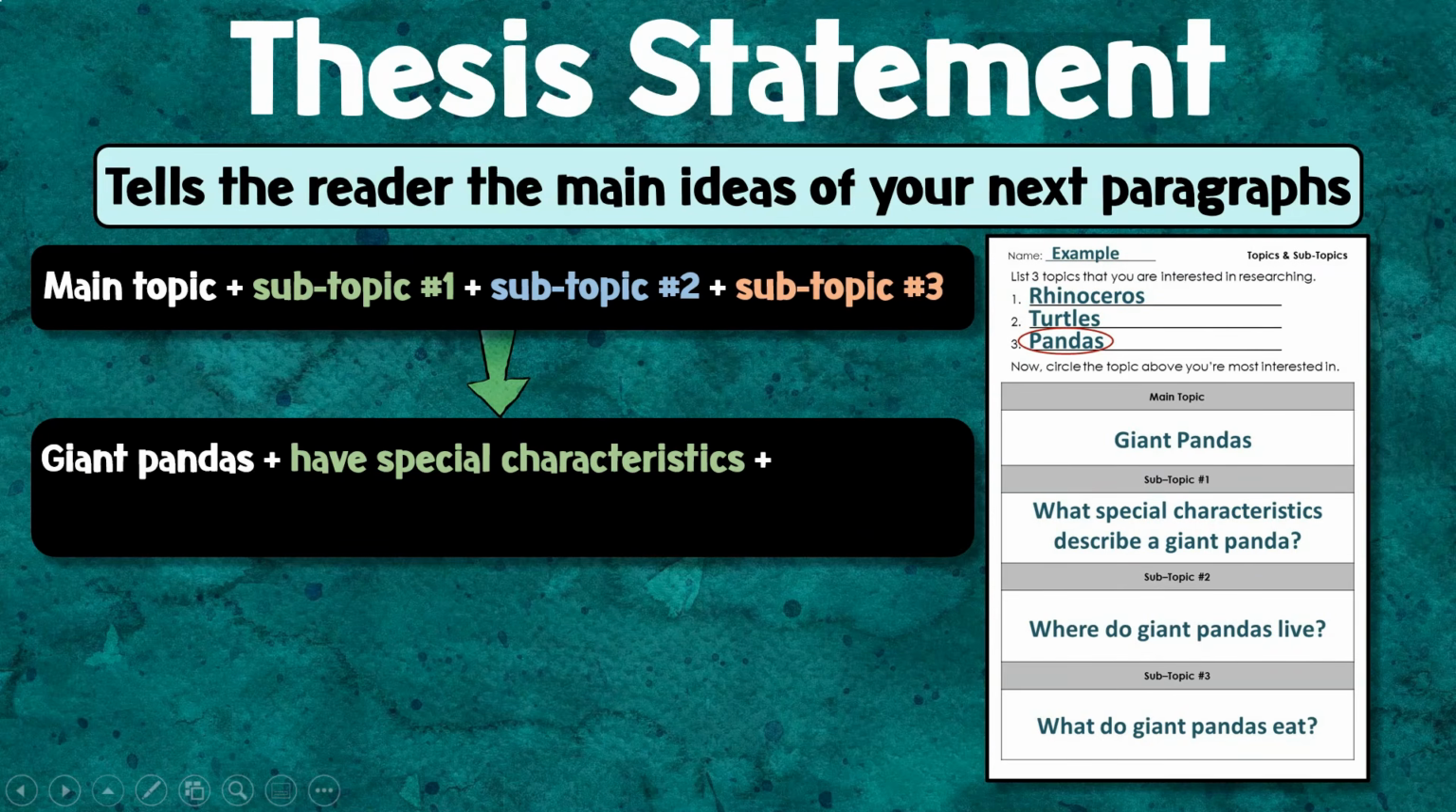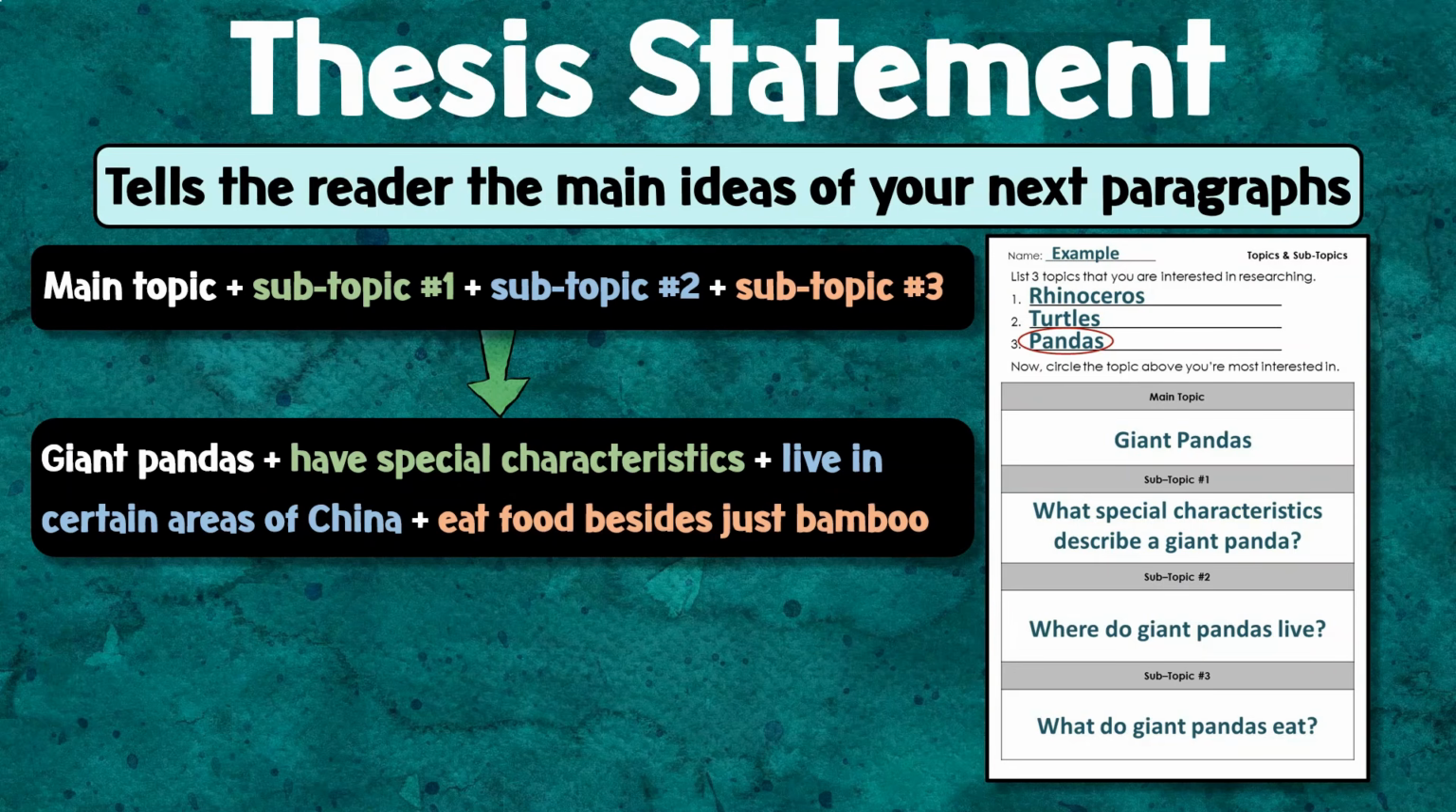Okay, since I started with a verb there in have, I should probably start with a verb on my second one too. So I'm going to write live in certain areas of China. And thirdly, eat food besides just bamboo. You can see how I changed the questions on the right to fit into this sentence. Let's see how it flows as I read through this. Giant pandas have special characteristics, live in certain areas of China, eat food besides just bamboo.